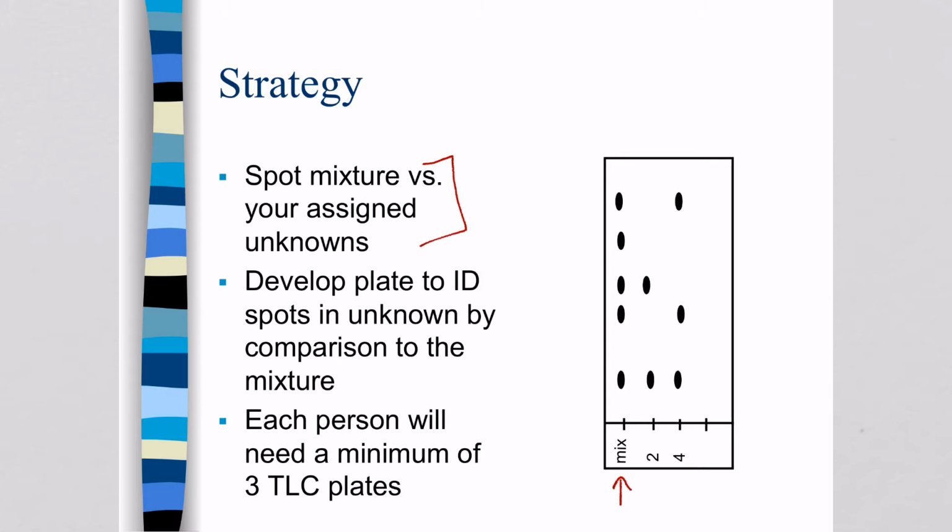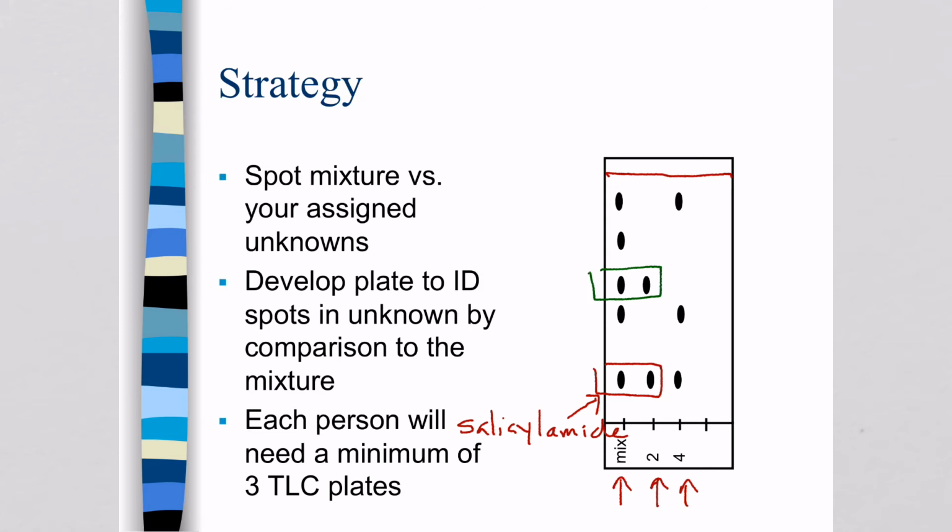and I have been assigned unknown 2 and unknown 4. You're going to get your unknown in a vial with a number on it. And then I developed the plate, and it's separated out, and I took it out and I drew the line to mark the solvent front. That was very important. And now I can see, based on my data from the previous slides, that unknown number 2 contains 2 components that are in the mixture, one being salicylimide and the other being caffeine.